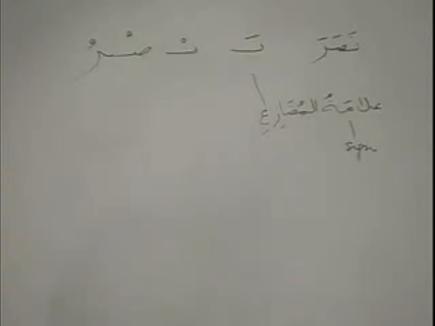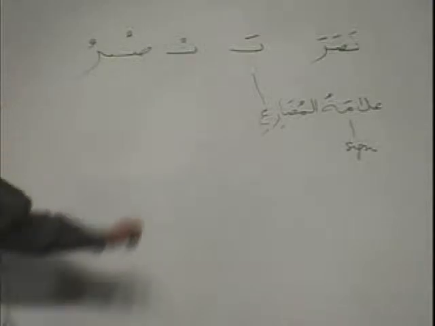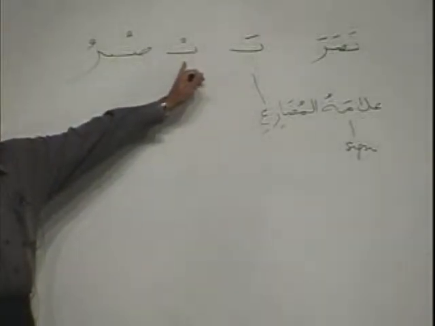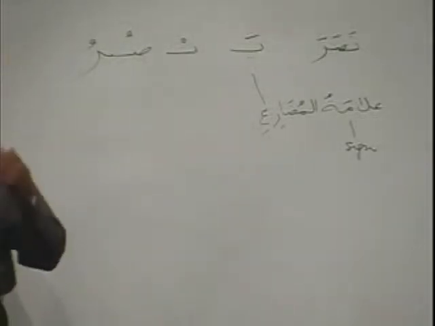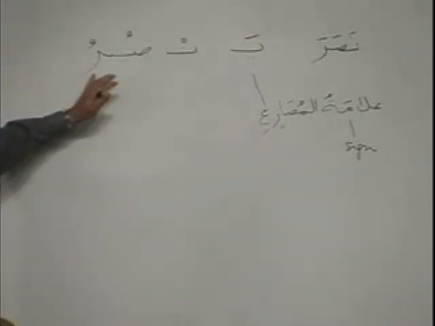Okay. Now what happened here, brothers and sisters? That fa kalima got a sukoon, and it will always have sukoon. What did I say? Always will have sukoon. And then the lam kalima got a dhamma. It will always have dhamma. Then what about ain kalima?